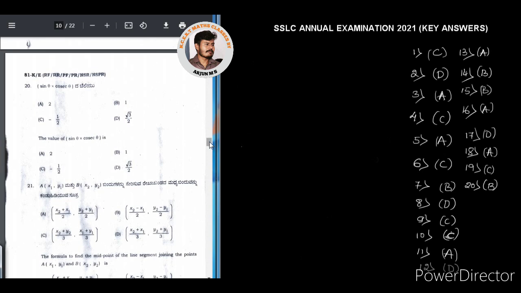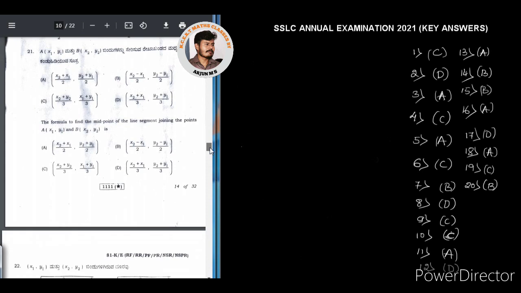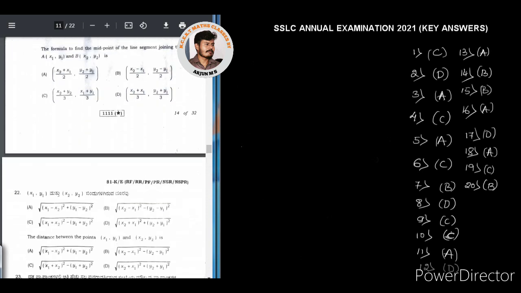So now take down 21st question. That is also a very easy question. 21st question. The formula to find the midpoint of the line segment joining the points A(x1, y1) and B(x2, y2) is... So this is regarding the midpoint formula. Option A is correct. (x2 plus x1) divided by 2 comma (y2 plus y1) divided by 2 is the right answer. So here option A is correct for 21st question.